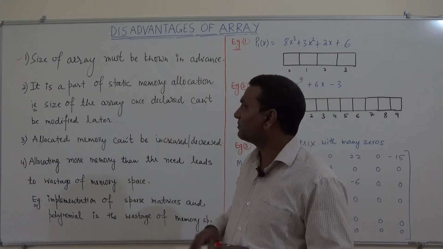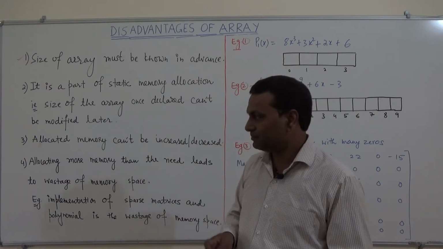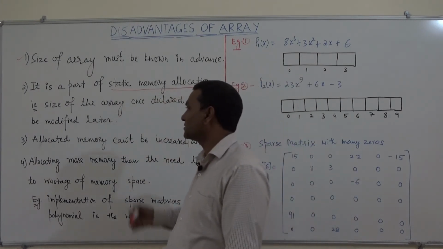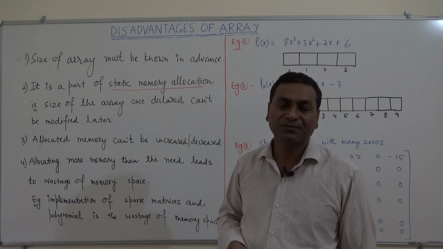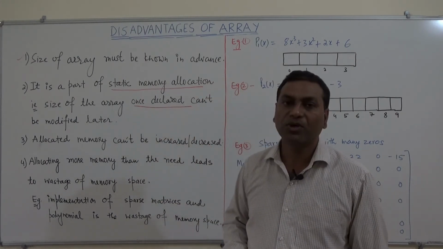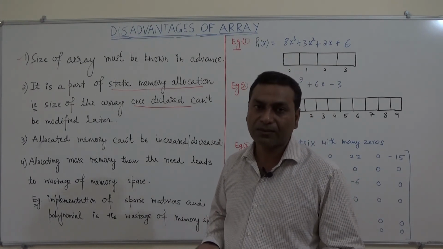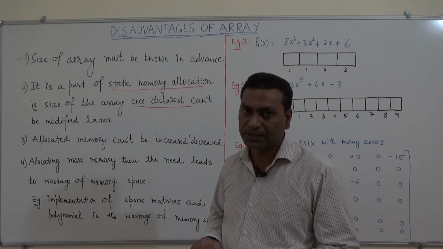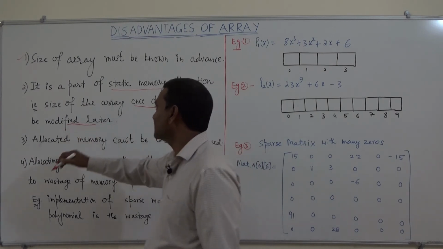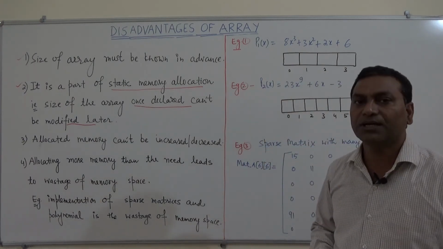Second, it is a part of static memory allocation. If we are declaring and using an array, this is static memory allocation. That is to say, once the size of the array is declared, it cannot be modified later. If we have declared an array of 10 elements, then we cannot make it 12 or 9. So this is the second drawback of the array.